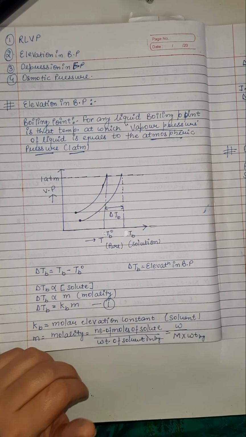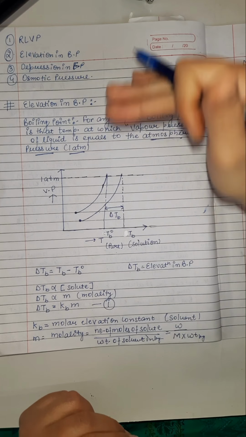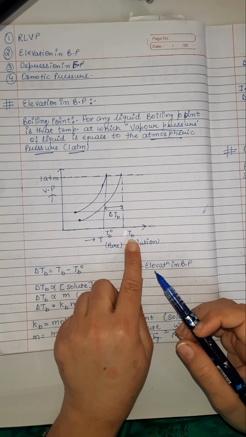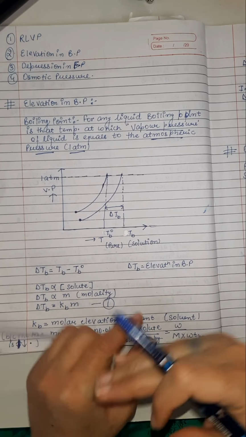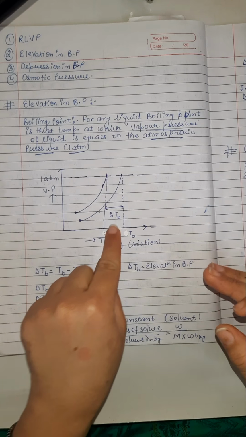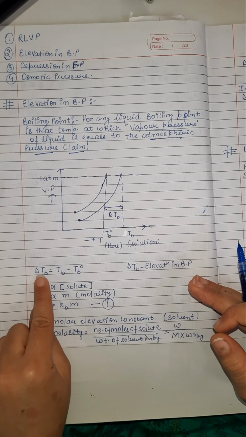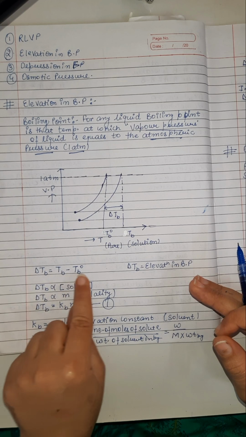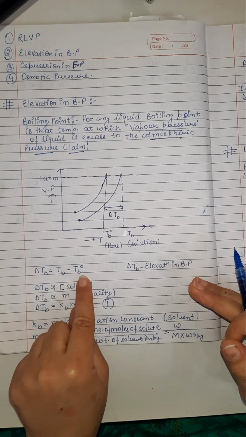Now you can see, when we have added impurity in pure substance, then boiling point has increased from TB naught to TB, and this gap shows the change in boiling point, that is elevation in boiling point, which I have represented with delta TB. Now what is delta TB? Delta TB is change in temperature, that is TB minus TB naught, final minus initial.